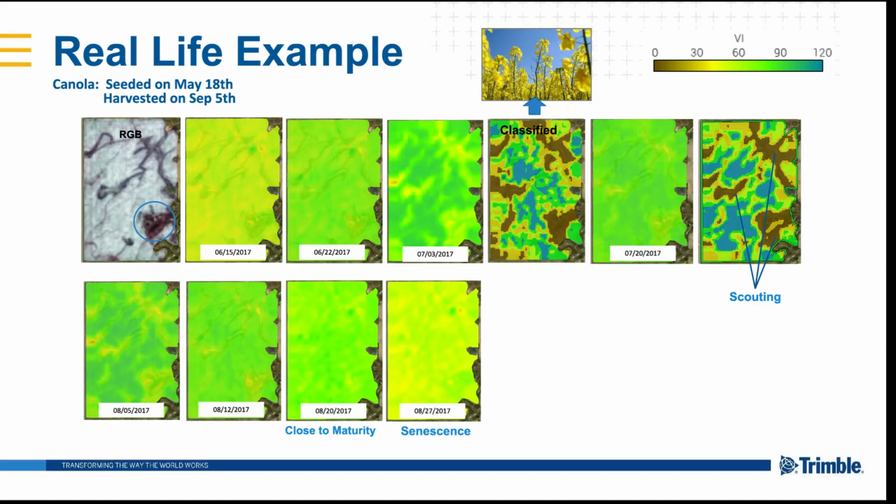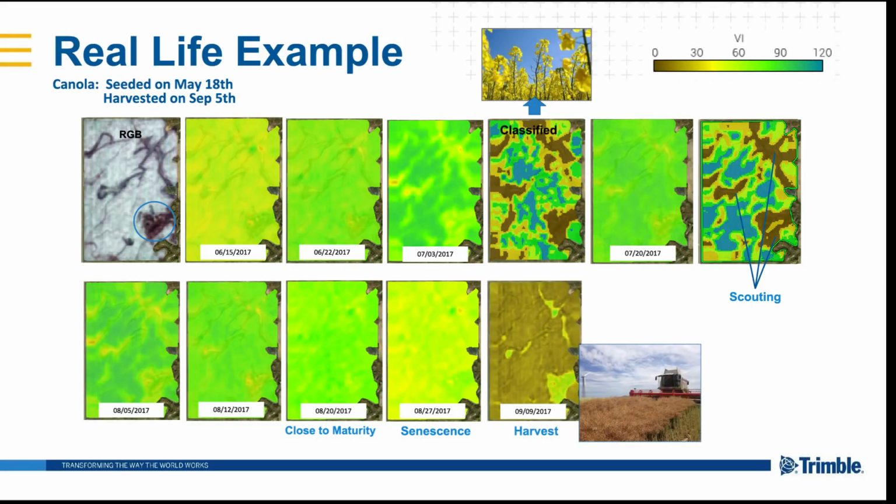The image of August 27th shows that the field is already in senescence, and the crop is very, very dry, so the vegetation values are much lower. That tells us it's getting time to harvest. Then on the next image, September 9th, the field has already been harvested, and the image looks like soil again.